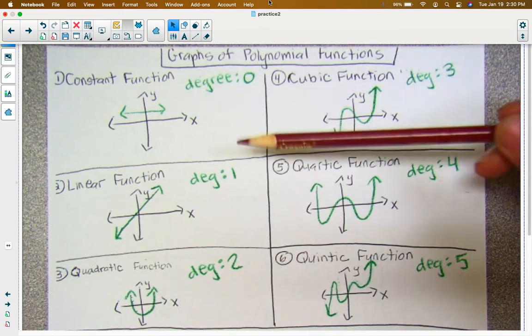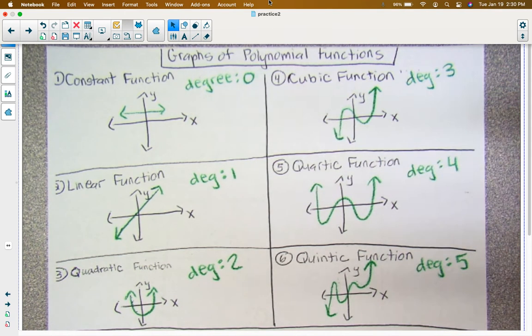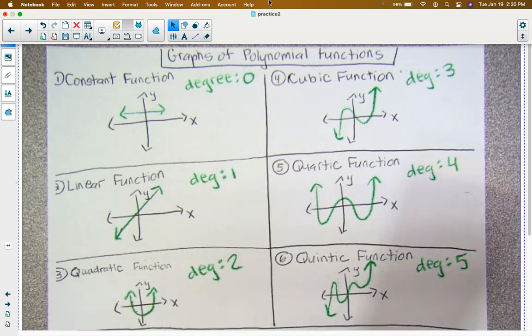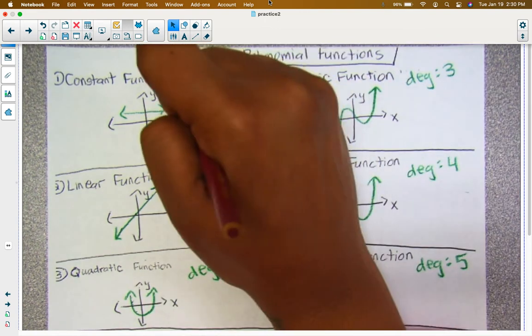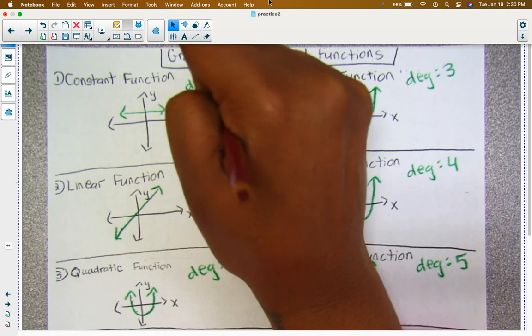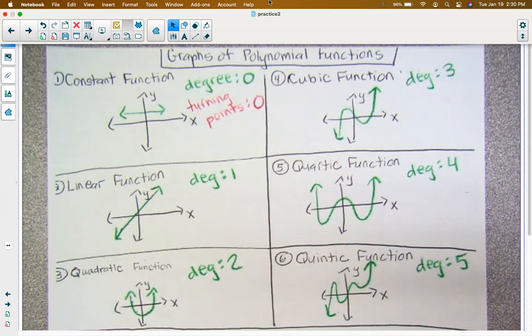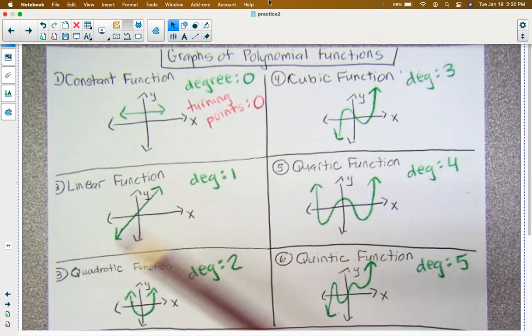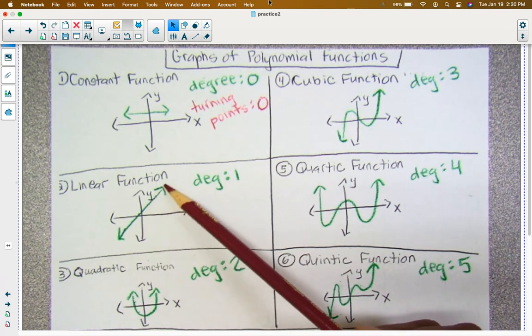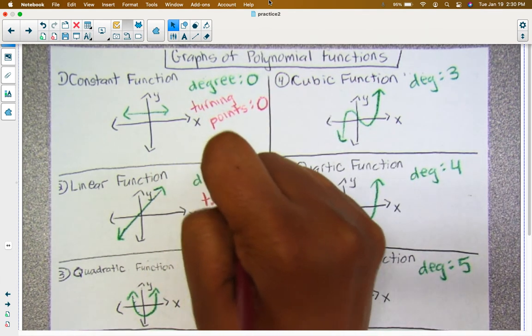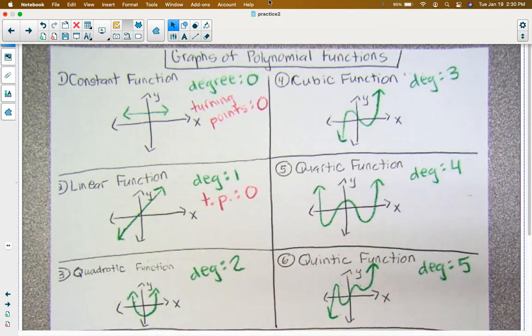So for these first two functions, if I look at a constant function, it's going the same direction the whole way across. It's going one speed, one direction, all the way across, a horizontal line. So there are no turning points. If I look at this linear function, it's going to be going in the positive direction forever and always. So there are no turning points in that one either. I'm going to abbreviate turning points as TP.